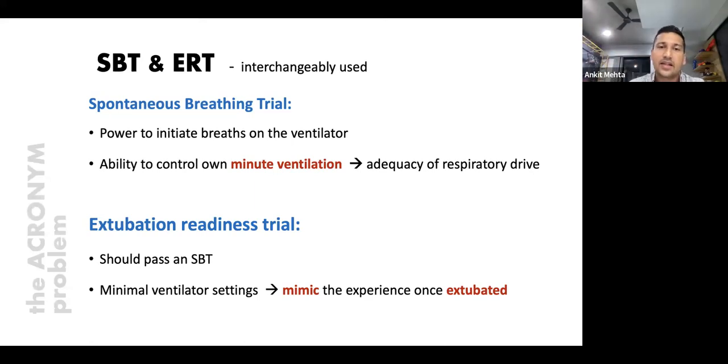So commonly, the lesser the ET size, the more pressure support you provide. Suppose you have an ET size of 3 to 4, you will provide pressure support above PEEP of around 10, okay, 10 to 12. So that's how you do it. And you have to see how long you want to do an SBT.